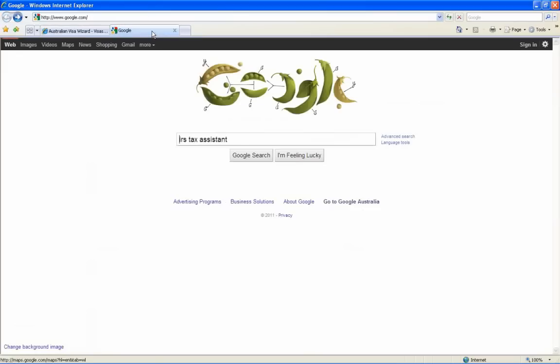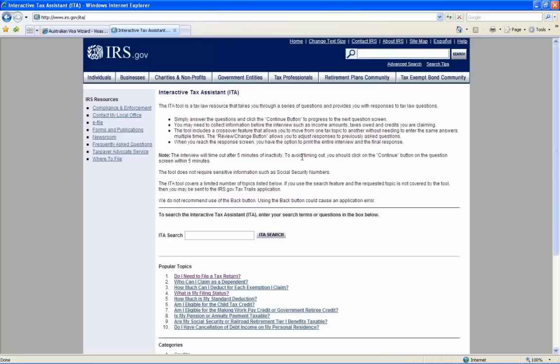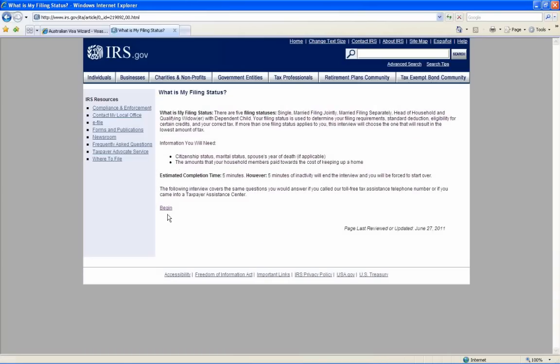The second example I'd like to show you is the IRS Tax Assistant. The IRS is the government body in the US responsible for administering taxation. The interactive Tax Assistant website has a number of topics which use OPA to determine the answer to complex questions.